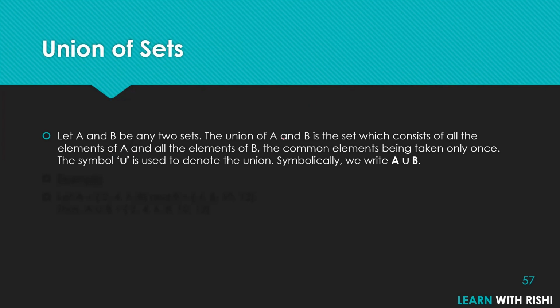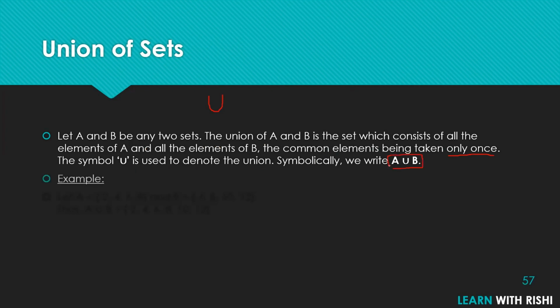Consider two sets A and B. Whatever result we get, the result set will consist of all the elements present in A and also all the elements present in B, the common elements being taken only once. If there are certain common elements in both set A and set B, we take those elements only once. We need to write only the distinct elements. The symbol ∪ is used to denote the union. Symbolically, we write A ∪ B.